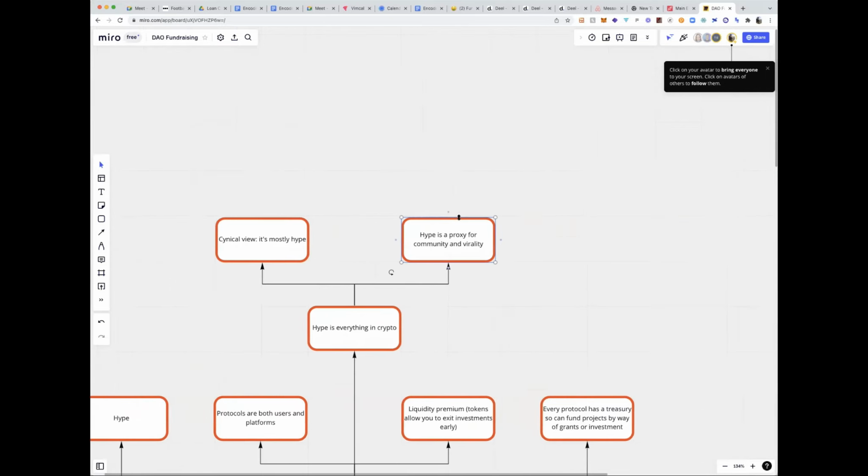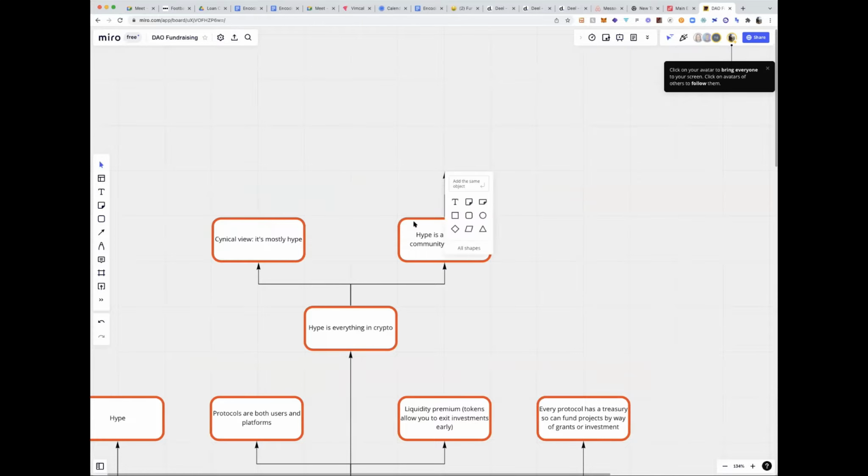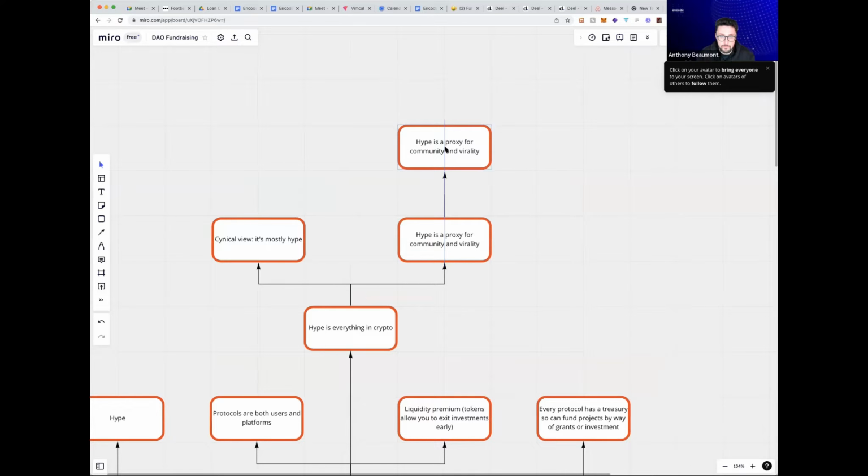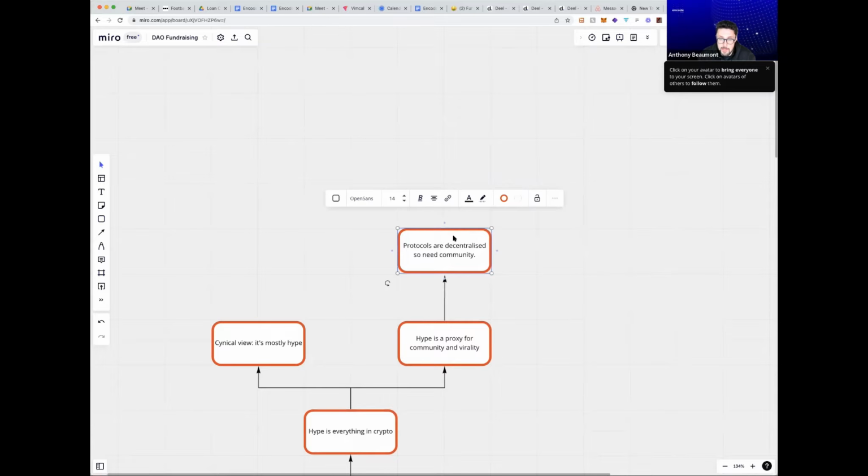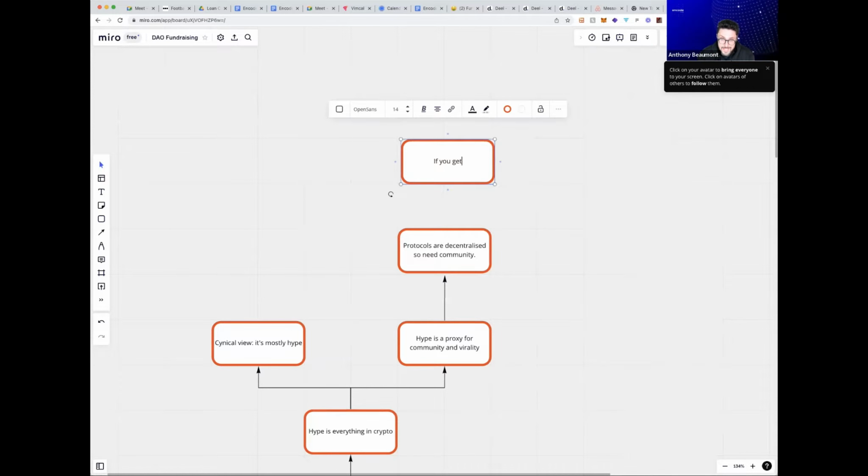Now, the reason why I think this one is the one I want to unpack is because protocols are decentralized, so they need community. And if you are getting community early, that is a great sign that this product is useful. Let's put this as a separate point. If you get community and following early, it's a great proxy for virality and user base.